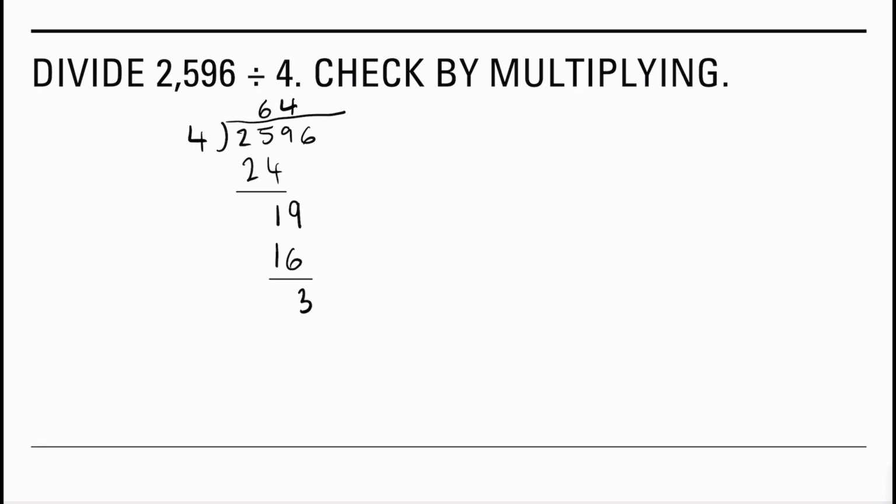Then we bring down the 6, and we go, how many times does 4 go into 36? We get 4 goes into 36 9 times. Then we go 4 times 9, which is 36, and we end up with 36 minus 36, which is 0. If you're not going to have a remainder, you should always get 0, and then this number up top, in this case 649, will be the quotient. In other words, we could check this by multiplying, and so we get 649 times 4.